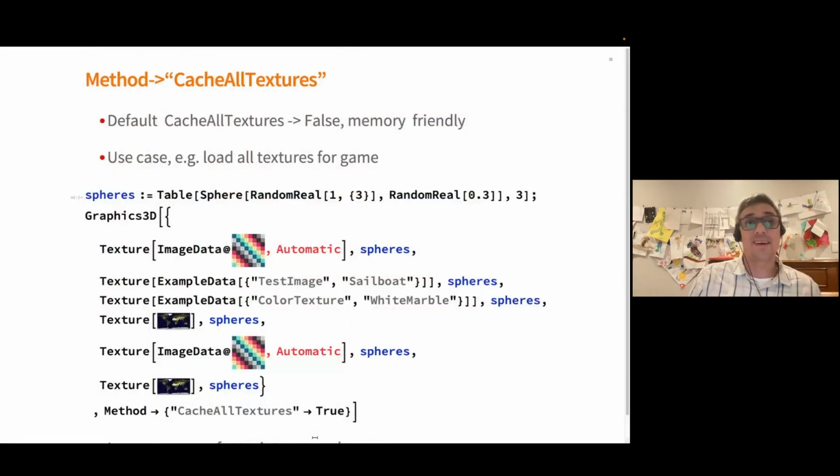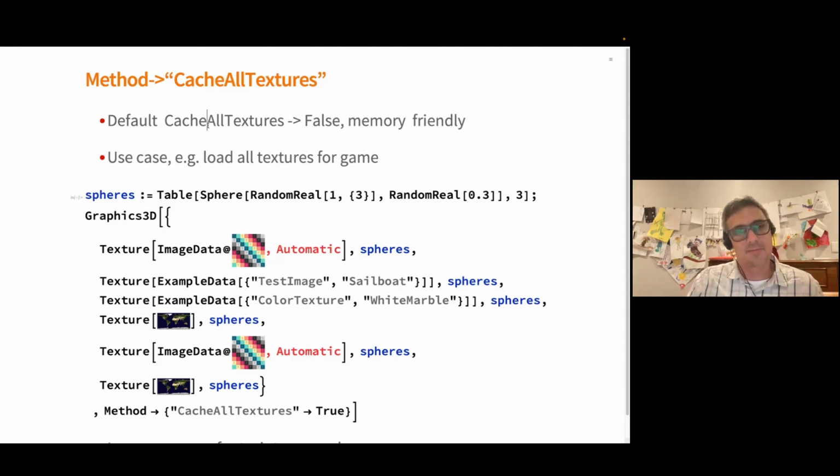We provide another method option to help speed up textures in certain situations. One of the developers, Kevin Daly, has been doing amazing stuff with creating games with Mathematica. In one of the scenarios, he was doing a Doom type game, and there were loads of textures, and we found that this was just slowing the front end down.